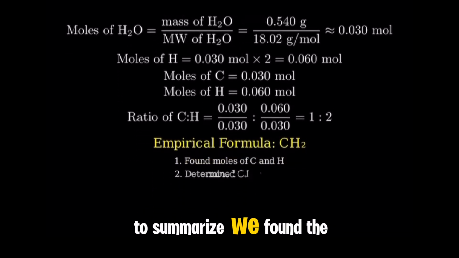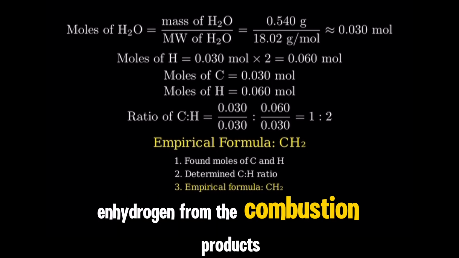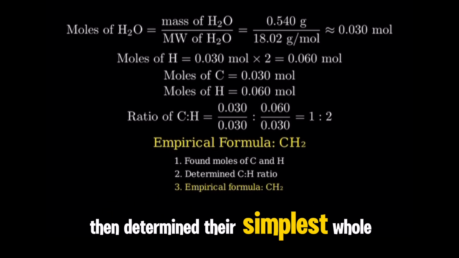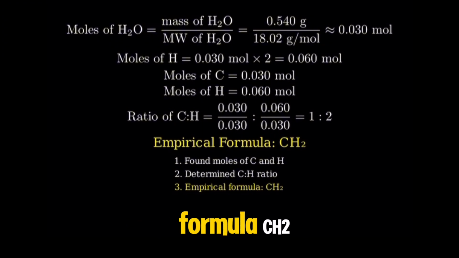To summarize, we found the moles of carbon and hydrogen from the combustion products, then determined their simplest whole number ratio to arrive at the empirical formula CH2.